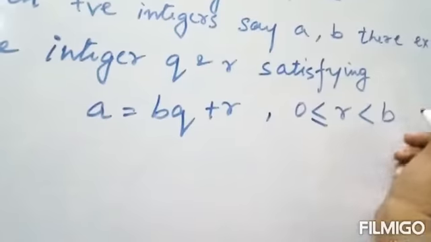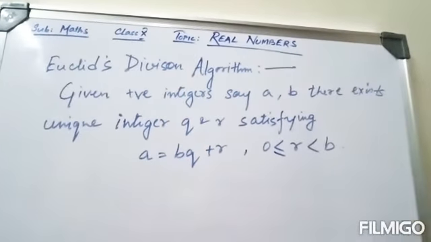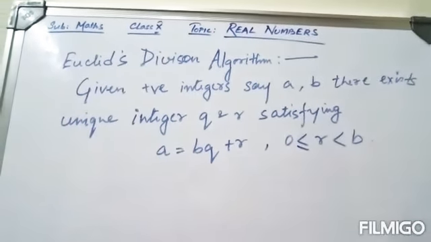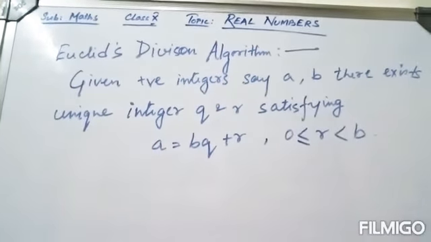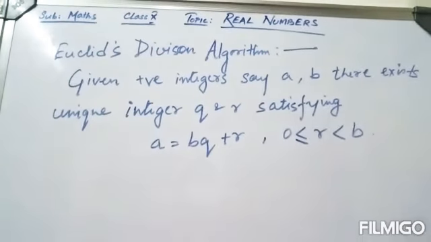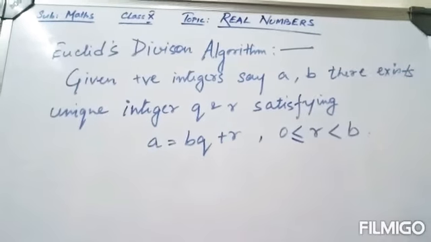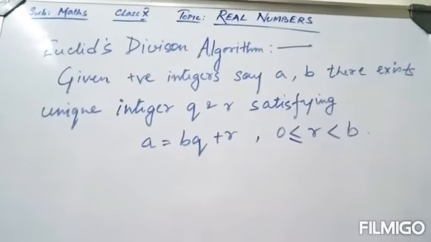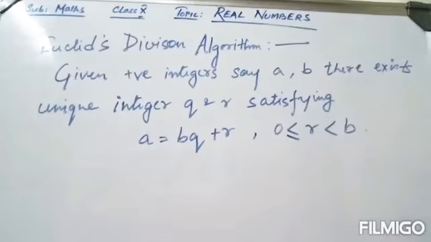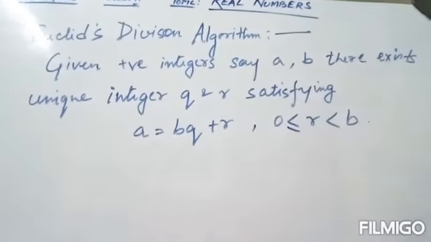So for any two positive integers a and b, there will exist two integers q and r which will satisfy the equation a is equal to bq plus r, where r is the remainder and it will always be greater than or equal to 0 but less than b. b means here the divisor.